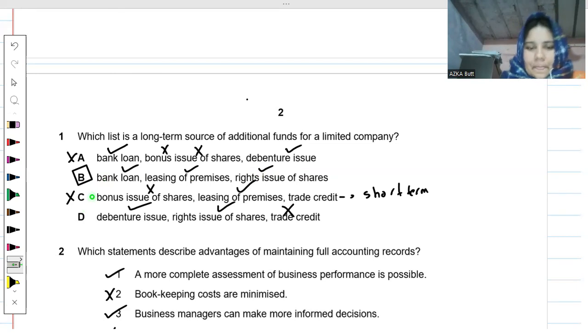Option C, bonus issue of shares, no. Leasing of premises, yes. Trade credit, yes, this is an additional fund source, but this is not for the long term. This is for the short term. So this is not part of your right option. Debenture issue, yes. Right issue, yes. Trade credit, no. So only option B is right, because all three options are right according to this statement.